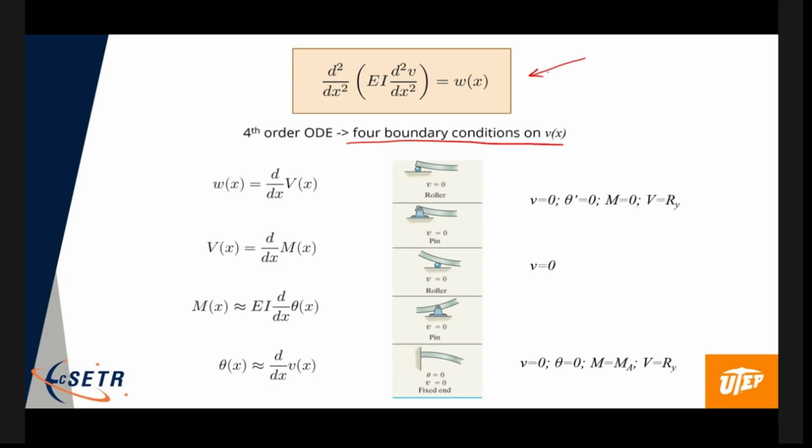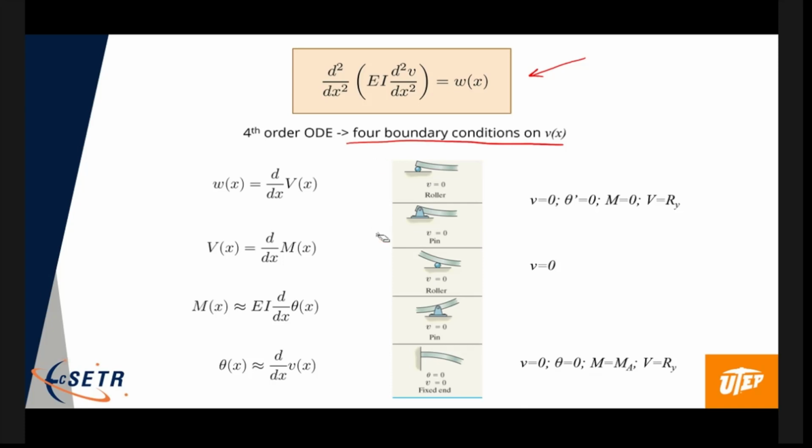There's a lot of different boundary conditions, but I just used the picture in the book to kind of show you. So for example, these are basically the same. It's a pin or a roller. They're ostensibly the same for beam deflection.